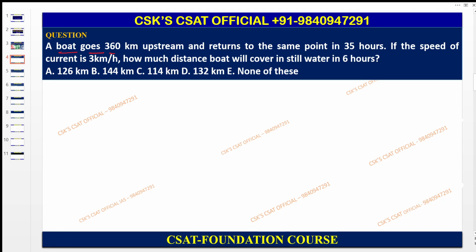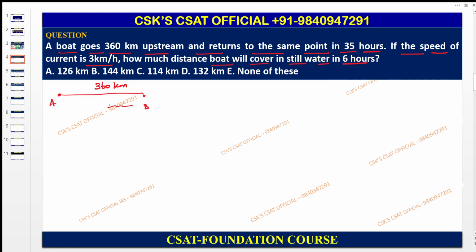A boat goes 360 km upstream and returns to the same point in 35 hours. If the speed of the current is 3 km per hour, how much distance will the boat cover in still water in 6 hours? That only you need to find out here. First of all, understand here: let us take this as A to B. The distance provided is 360 kilometers. It goes upstream and comes back.